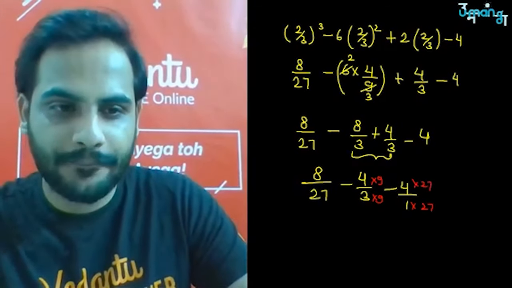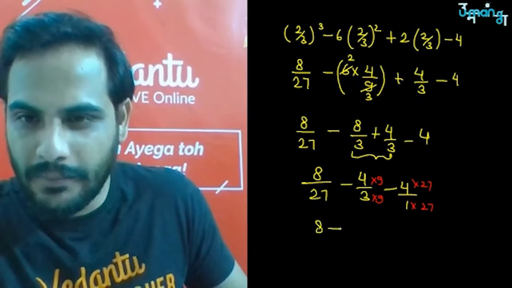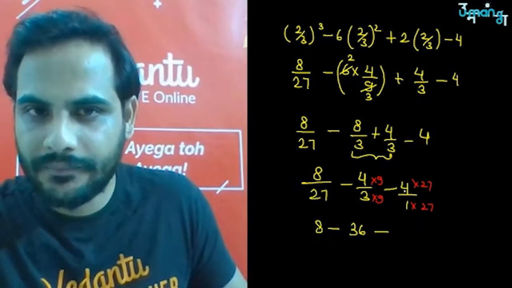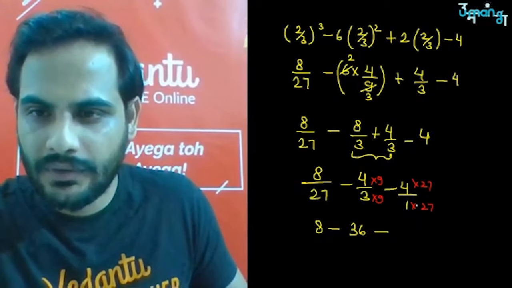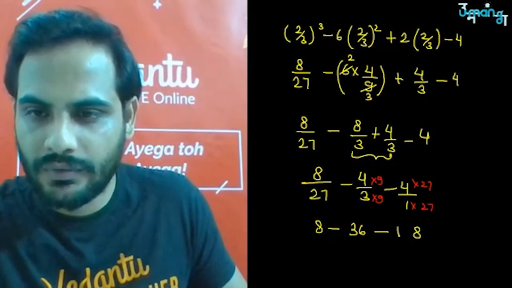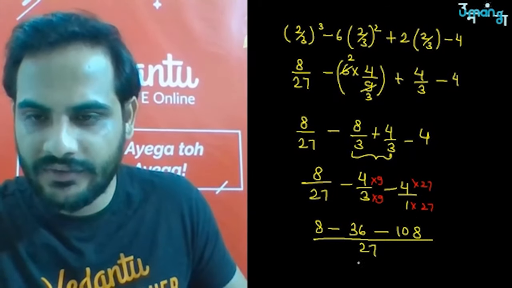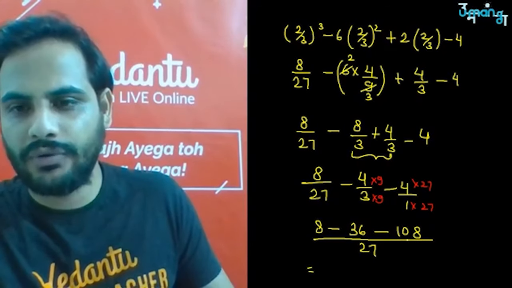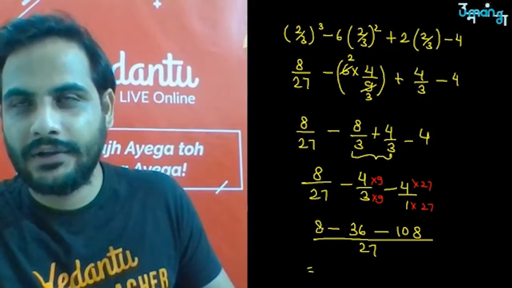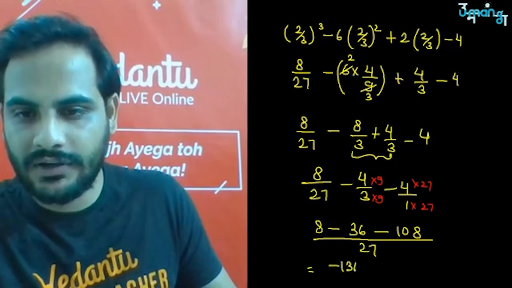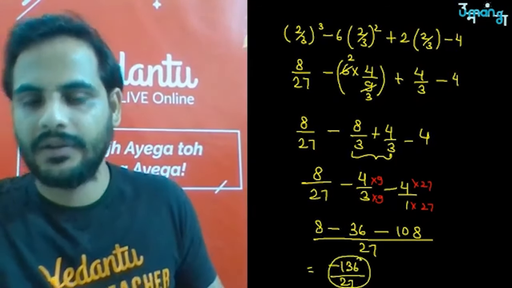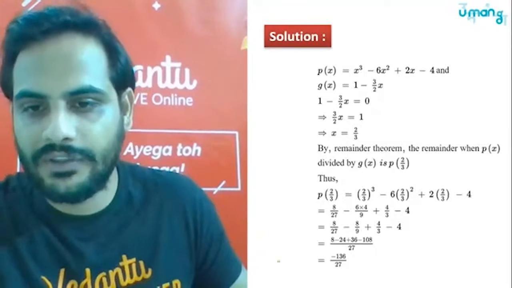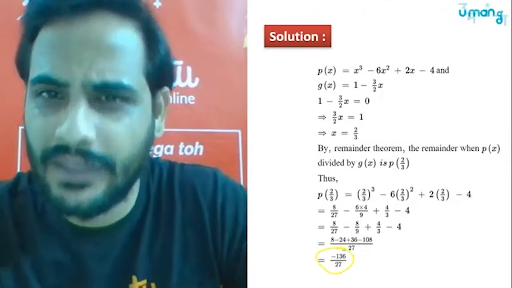So you will be getting 8 minus 4 9s are 36, 27 into 4 is minus 108, divided by 27. So 36 and 108 will be equal to 144. 144 and 8 will be equal to 136. So minus of 136 upon 27. Minus of 136 upon 27 will be your remainder. As simple as that. Okay.